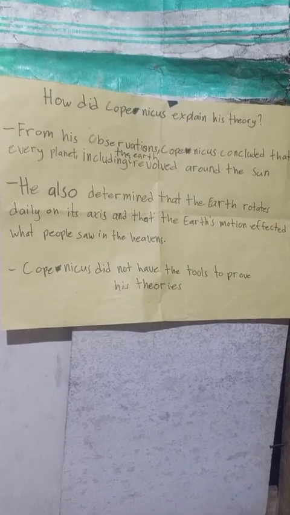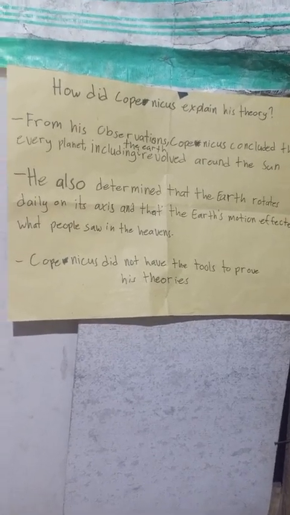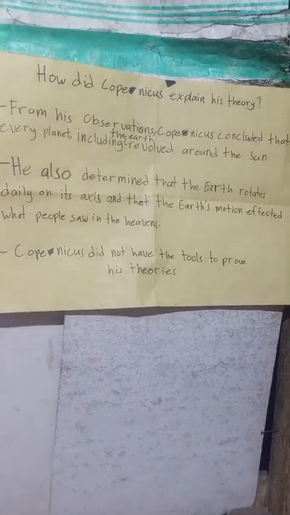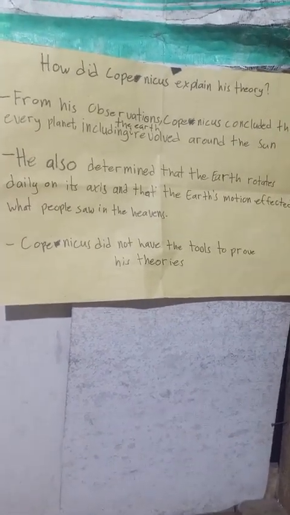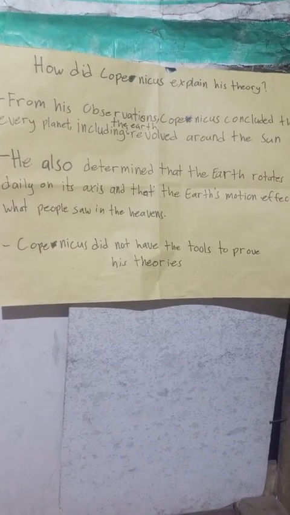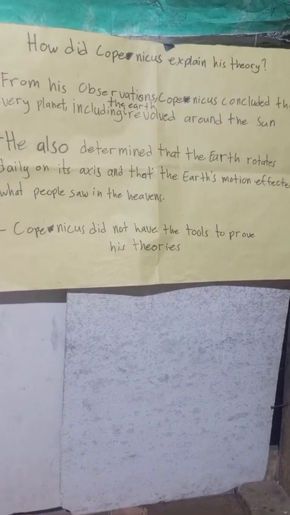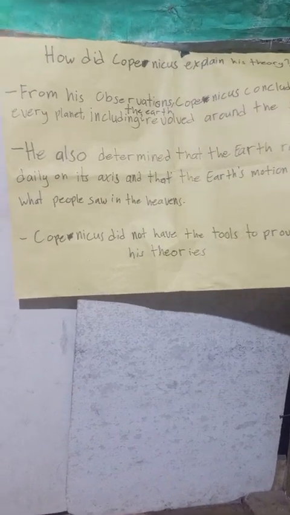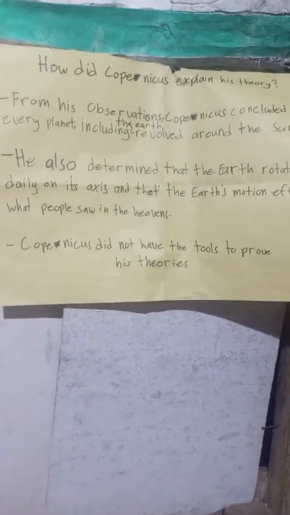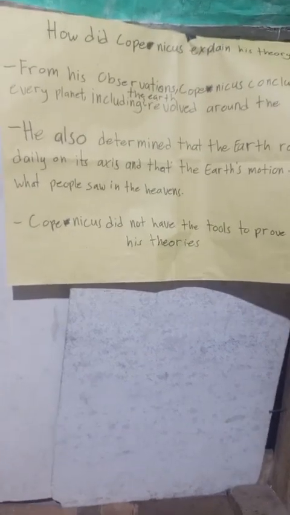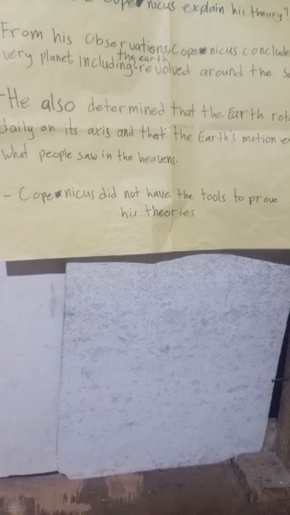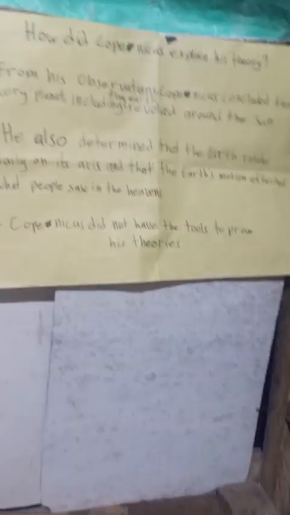How did Copernicus explain his theory? From his observation, Copernicus concluded that every planet, including the Earth, revolved around the Sun. He also determined that the Earth rotates daily on its axis and that the Earth's motions affect what people saw in the heavens. Copernicus did not have the tools to prove his theories. So from only his observations, which are correct, he concluded that all the planets circle around the Sun, which is true.